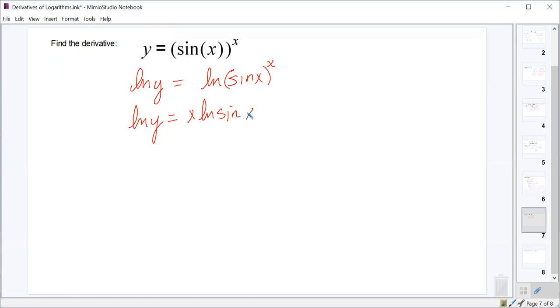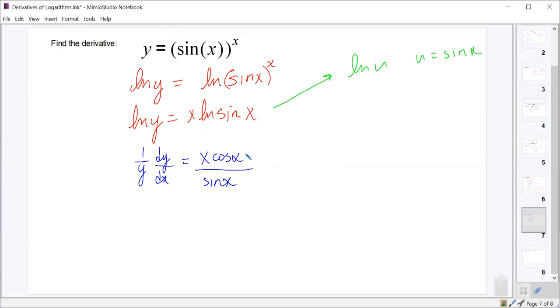And then we can differentiate both sides with respect to x. So we're still going to get 1 over y dy dx. And on the right-hand side, this will again be the product rule. x times the derivative of natural log of sine x. Well, that's natural log u if u equals sine x, right? That's a chain rule problem. So the derivative of natural log u is 1 over u, so 1 over sine x, times the derivative of sine, which should be cosine.